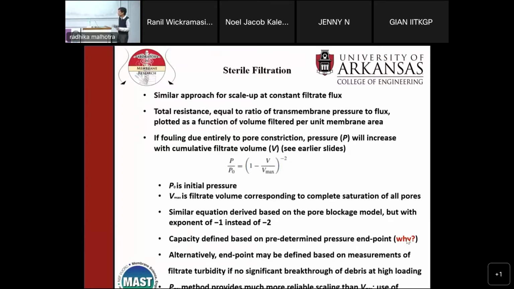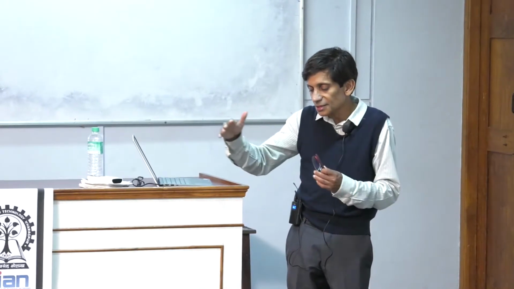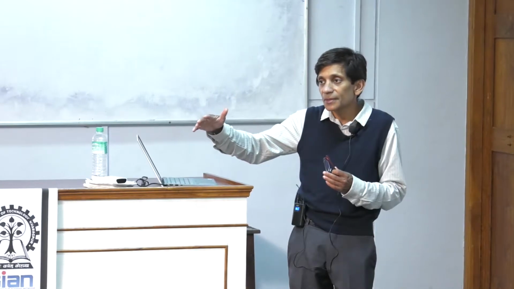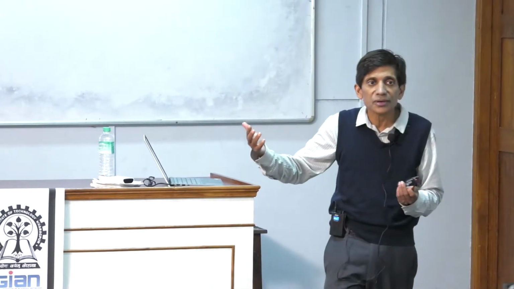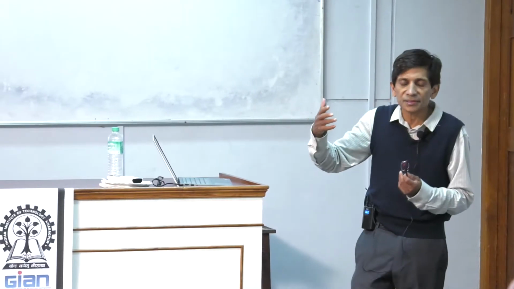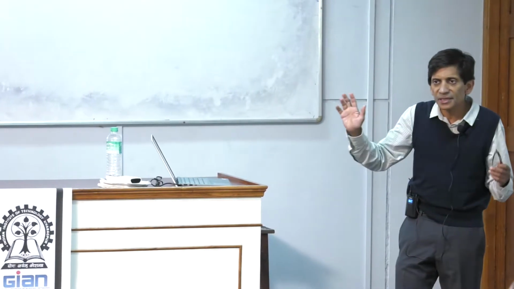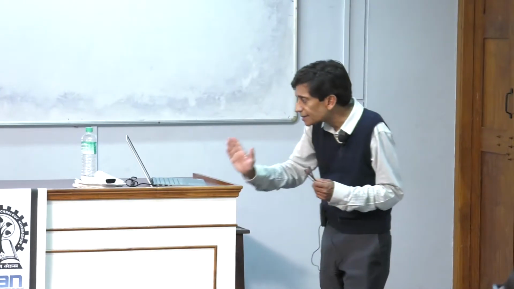So why is capacity based on a predetermined pressure and endpoint? The reason is, if it's a constant flux, you go to a certain pressure. But at some point, the pressure is too high, right? It's not practical to go to higher pressures. And this could be for many reasons. It could be a pump restriction. It could be many other reasons. So that is your predetermined endpoint, right? So in your scale-up and so forth, you say this is the endpoint. That's why that is the case.